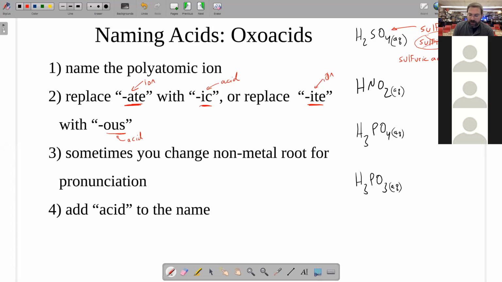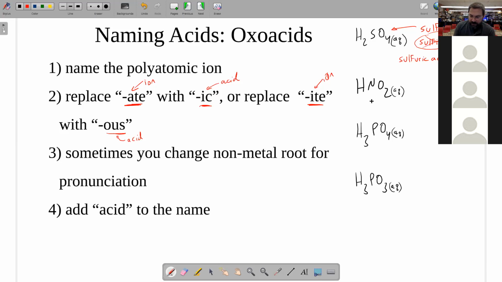But no matter what, because the end of the ate anion changes to ic, the name of the acid has ic at the end of it. And the word acid refers to the fact that hydrogen is the cation. So that first one was actually one that has an exception because of the sulfur. But HNO2 is a little bit more straightforward.